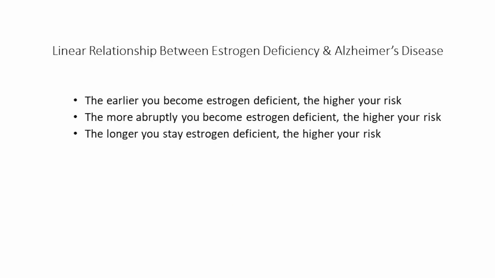And what you'll see is that this relationship between estrogen deficiency and Alzheimer's is linear. That means all of the following. The earlier you become estrogen deficient, the higher your risk. The more abruptly you become estrogen deficient, the higher your risk. And the longer you stay estrogen deficient, the higher your risk.